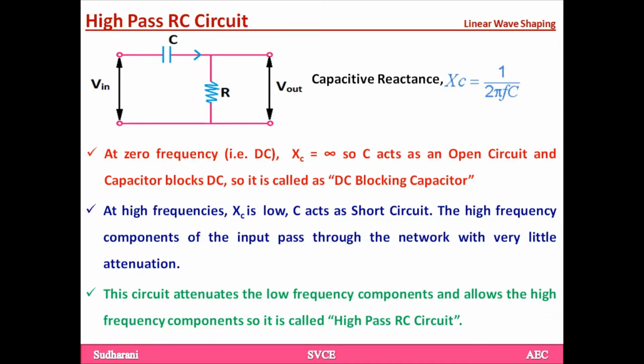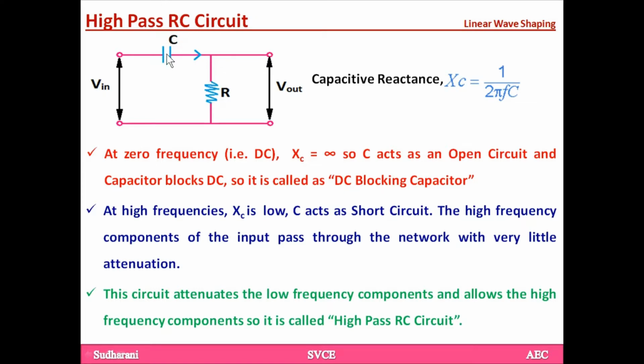High-pass RC circuit. This circuit consists of two components, a resistor and a capacitor. Here, the capacitor is connected in series with the load and the resistor is connected in shunt with the load, such that this circuit acts as a high-pass. Let us check whether this actually acts as a high-pass circuit or not.